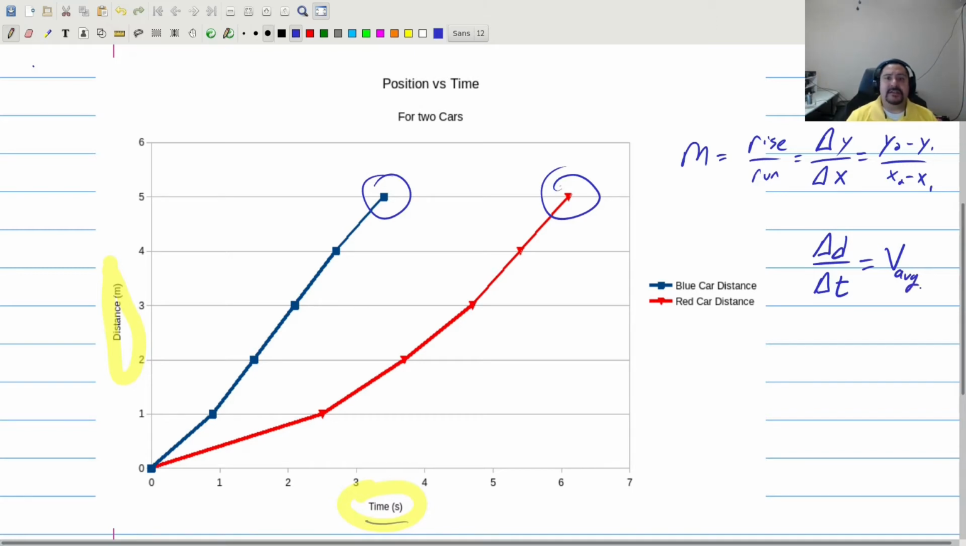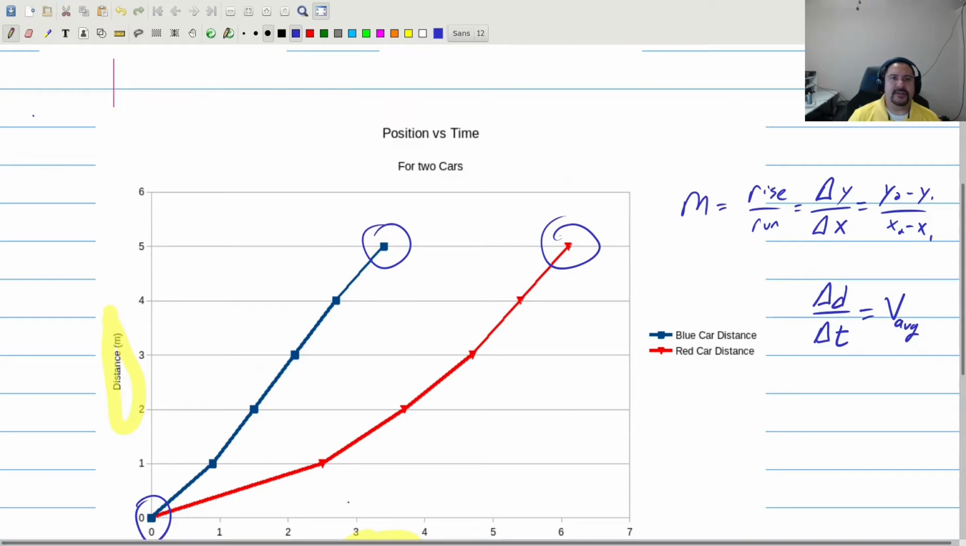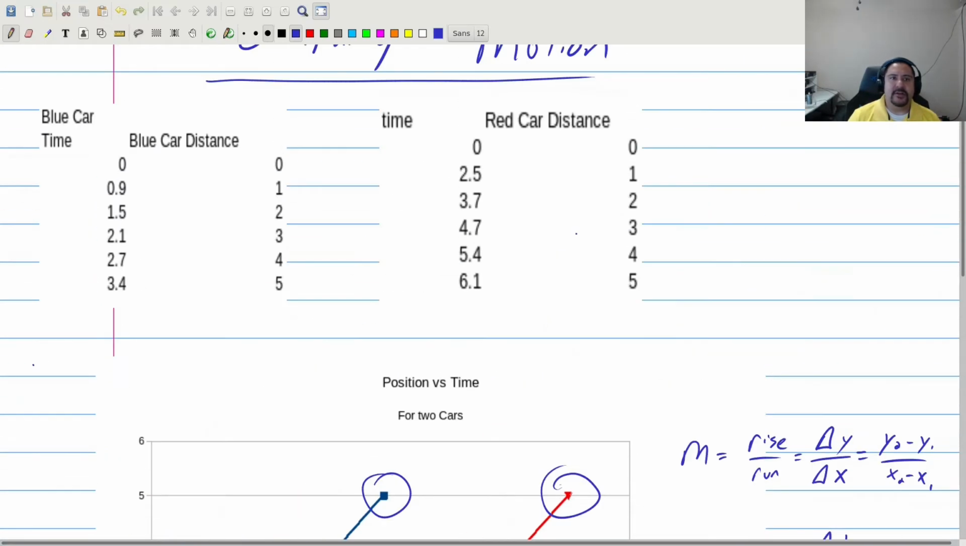So what this means is if we calculate the slope of this graph, we can calculate the average speed of each of these objects. So if I asked you for the blue car, and that's the blue line right there, what is the average speed of this object? Well, I can look at the outside points here. I know it starts at 0, 0, and I know it goes to 5 and 3, somewhere between 3 and 4. Let's look that up on the table here.